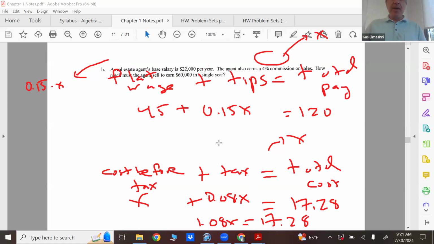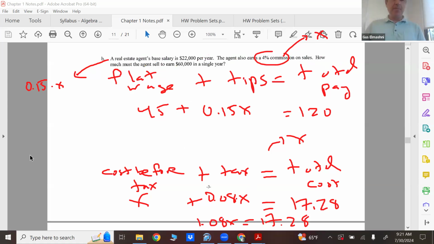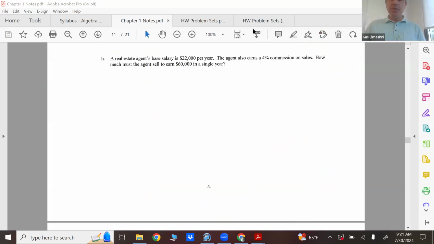And then lastly, this is really kind of interesting, because I think there are actually some changes to commission for real estate these days. But real estate agents, I mean, they don't make much. Really, some of them don't even get a base salary unless they work for a big company.